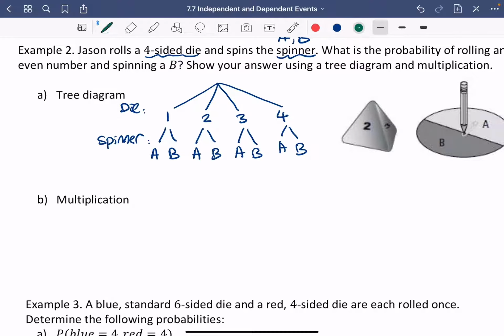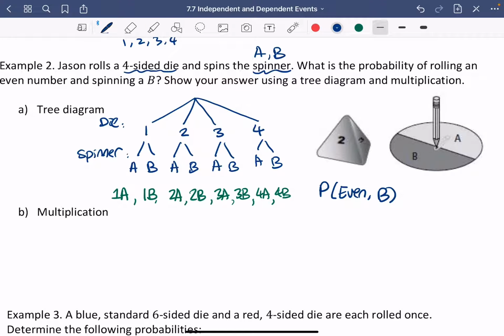Well, the first outcome, you can roll a 1 and then spin an A, or you can roll a 1 and spin a B, or you can have 2 and A, 2 and a B, 3 and A, 3 and a B, and then 4 and A, 4 and a B. So how many possible outcomes do we have? We have 8 possible outcomes. So now the question is, what is the probability of getting an even number and spin a B? Okay, so let's highlight the even number and the B.